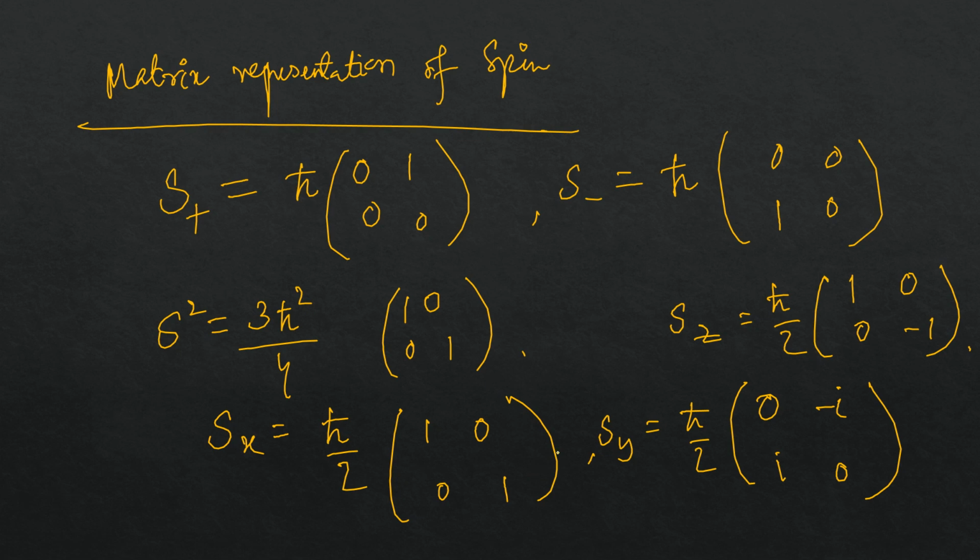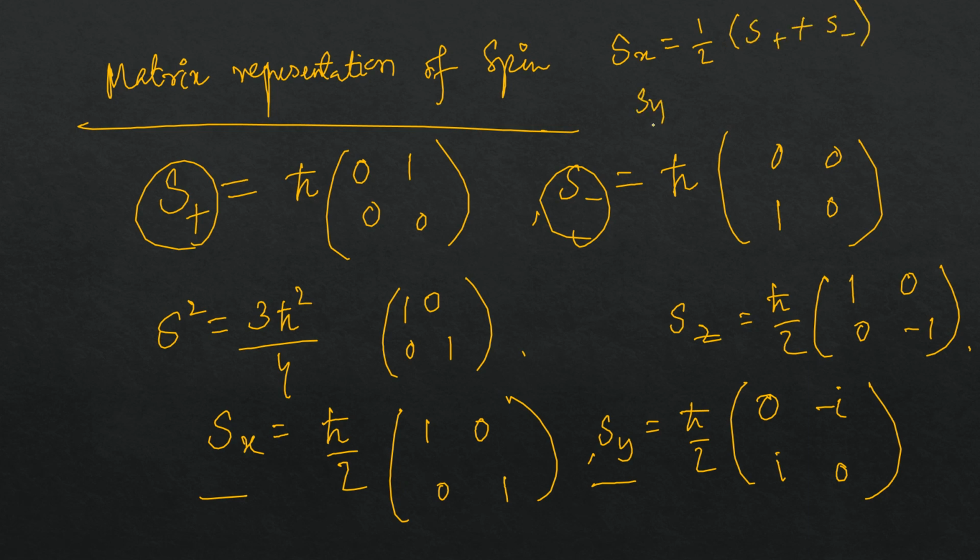So you can ask me how I calculated Sx and Sy. See, we are given S plus and S minus, so we know Sx is equal to half of S plus plus S minus. Sy is equal to 1 by 2i times S plus minus S minus. From that we calculated these two.